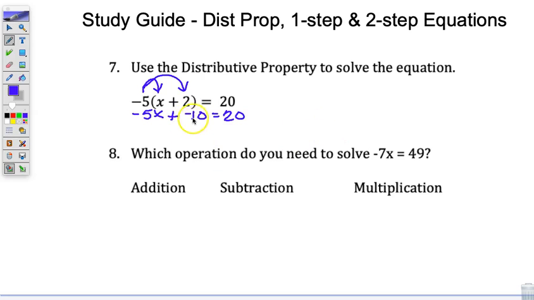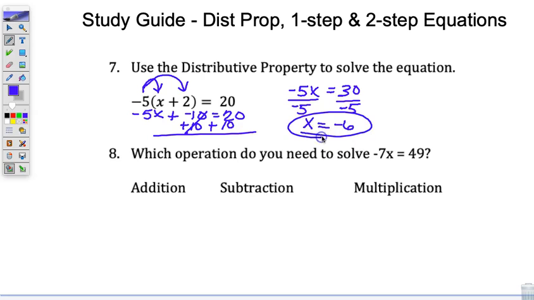Now we're going to do the opposite of a negative 10, and that would be adding 10 on both sides. Negative 10 plus 10 is 0. We're left with negative 5x is equal to 20 plus 10 is 30. And we need to undo this multiplication by dividing by negative 5. Negative 5 divided by negative 5 is 1x, and 30 divided by negative 5 is a negative 6.